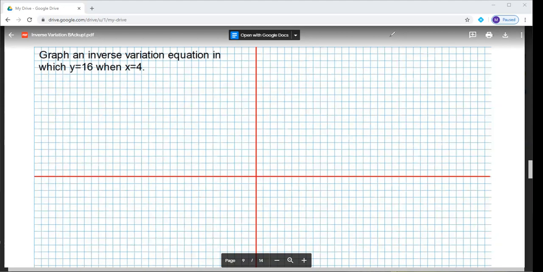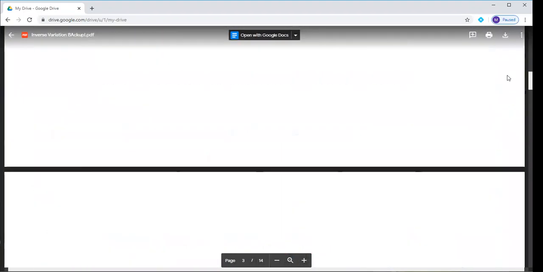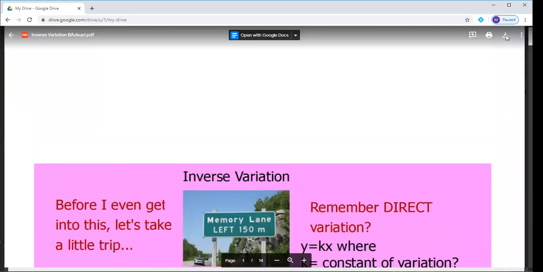Clear my annotations, and I'm thinking we're close to the end here. Yeah, Mother Function Project is fun. You guys have talked about that, and that's all that is. So I hope you enjoyed this, and it gave you a brief overview of what inverse variation is, what it looks like on a graph, how to graph it, and a little bit of how it might be used in everyday life from time to time.